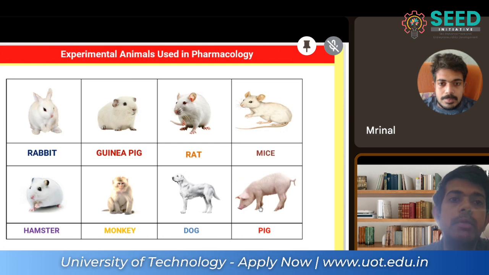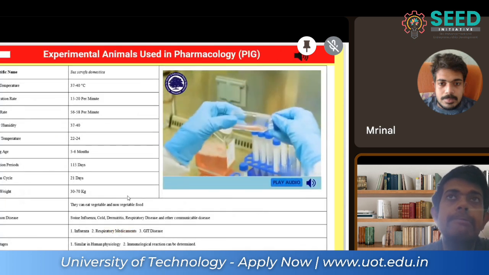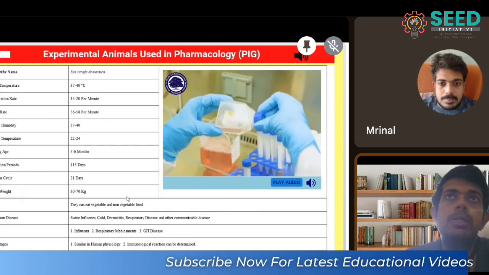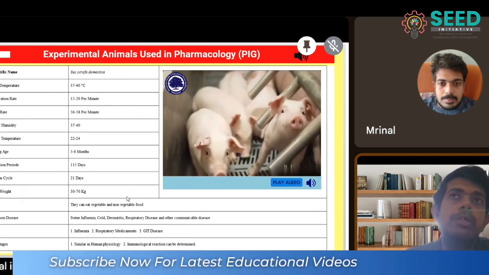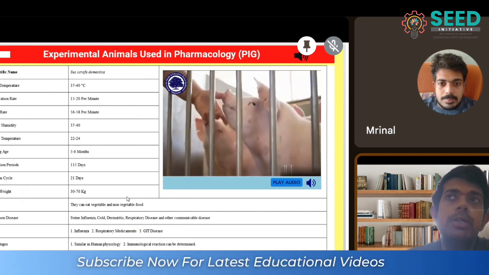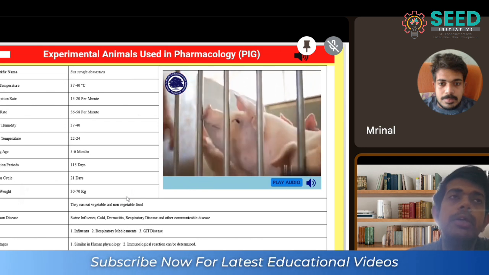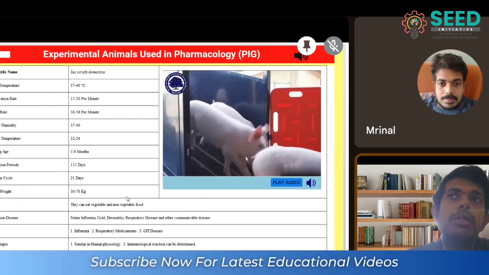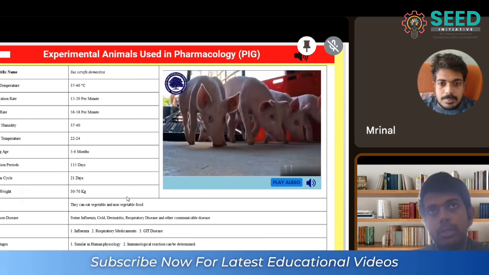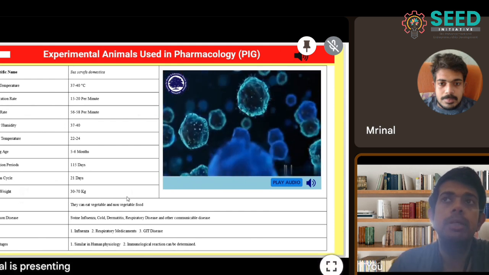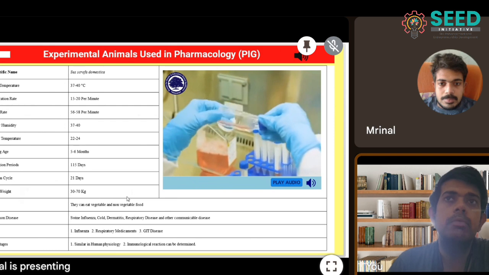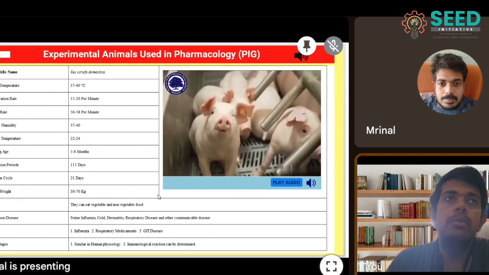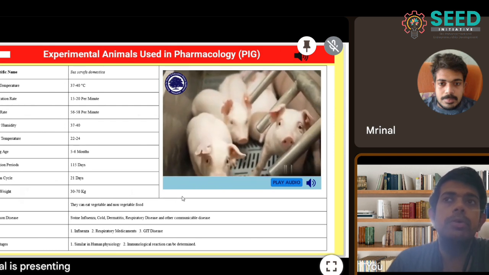The last experimental animal is the pig. It is known as Sus scrofa domestica. The body temperature is around 37 to 40 degrees Celsius. Respiration rate is around 50 to 20 per minute. Pulse rate is around 65 to 58 per minute. Preferred humidity is around 37 to 40. Room temperature is around 22 to 24.